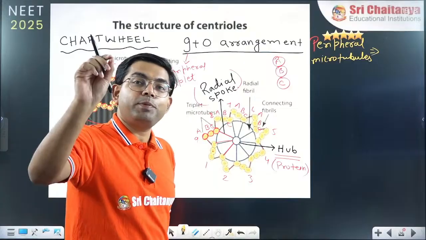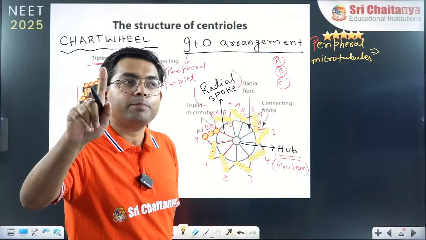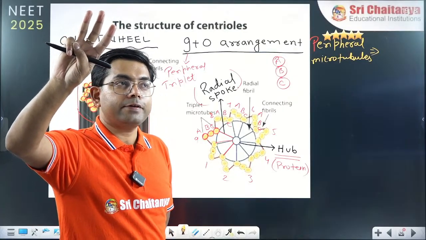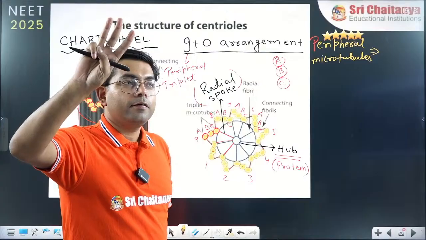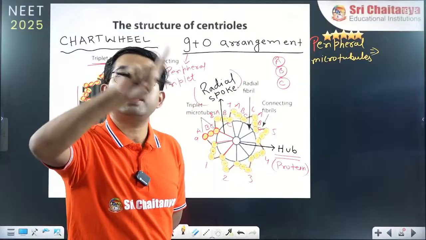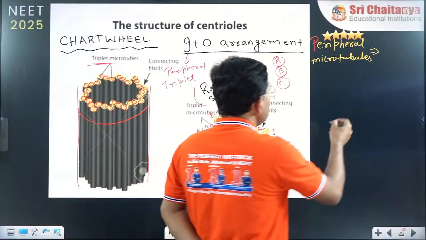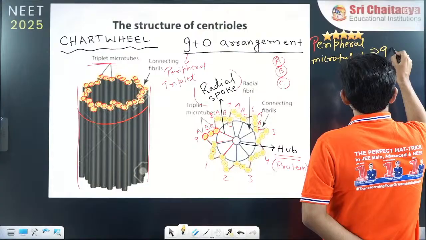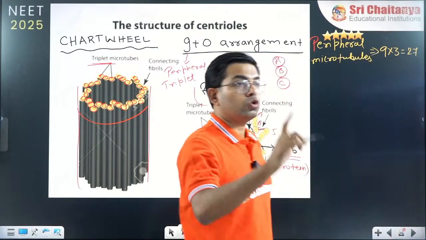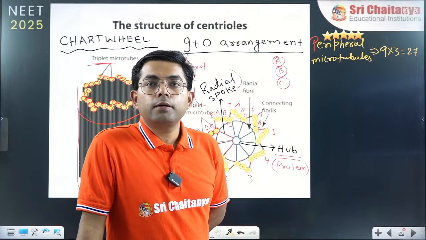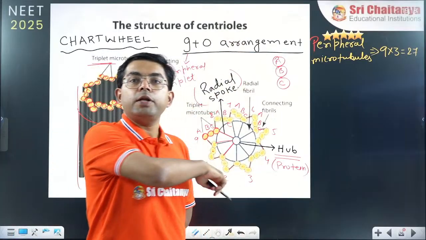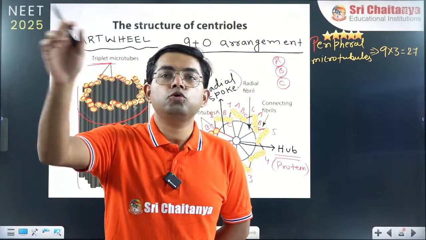See, 9 triplets are there, and each triplet has 3 microtubules. Yes, Sai, Jha have given correct answers. So each triplet has 3 microtubules and the total is 9, so the number will be 9 into 3, that is 27, right? So 27 is the peripheral microtubule. In case of the 9 plus 2 arrangement, we have seen 9 into 2, 18.